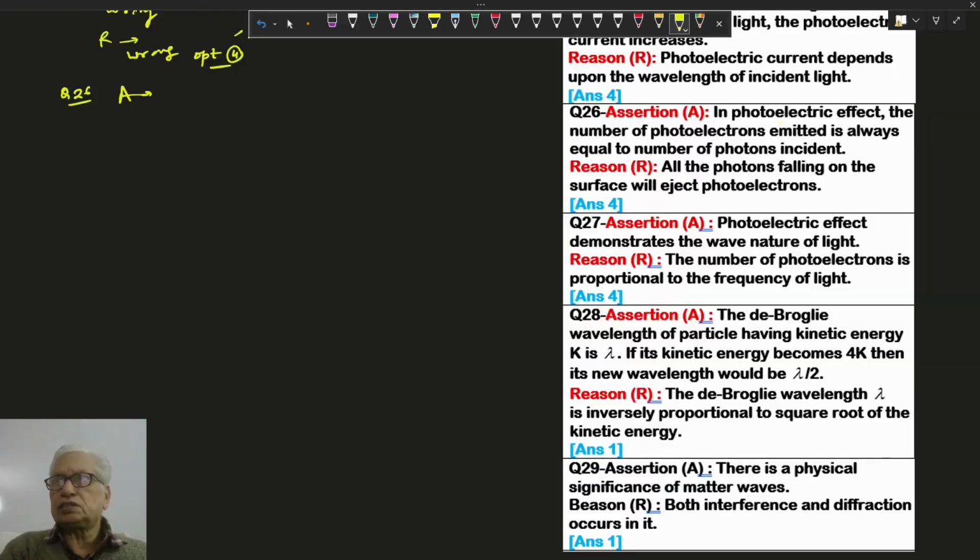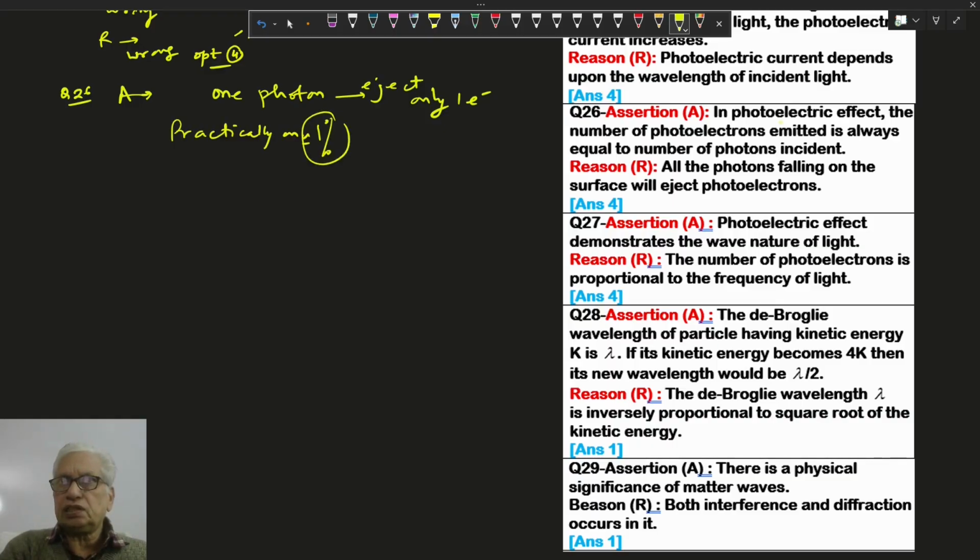Question 26. Assertion: the photoelectric current, the number of photoelectrons, is always equal to the number of photons. It is true that one photon ejects only one electron. But that all the photons eject an electron is wrong. Practically, only about 1% of photons eject electrons. So the assertion that all photons eject electrons is wrong. Reason: all photons falling on the surface will eject photoelectrons? No, definitely not. So that is also wrong. 4 is correct.